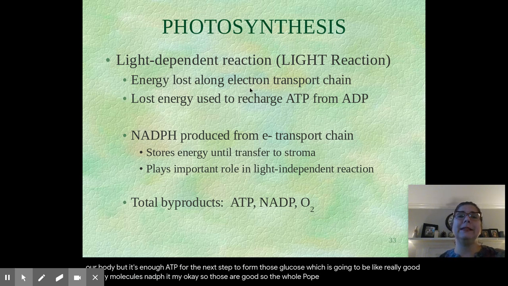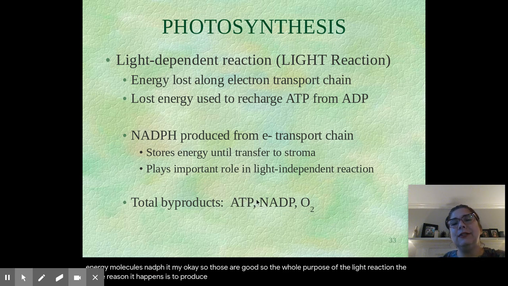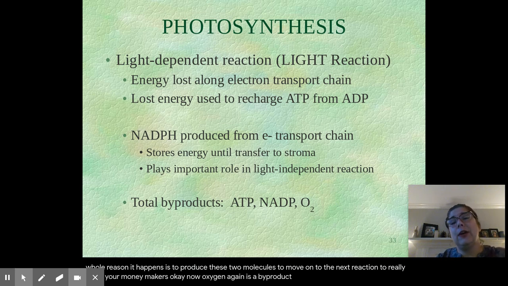So the whole purpose of the light reaction, the whole reason it happens, is to produce these two molecules to move on to the next reaction to really make your money makers. Okay, now oxygen again is a byproduct. Yay for us. Plants don't really care. It gets rid of it.